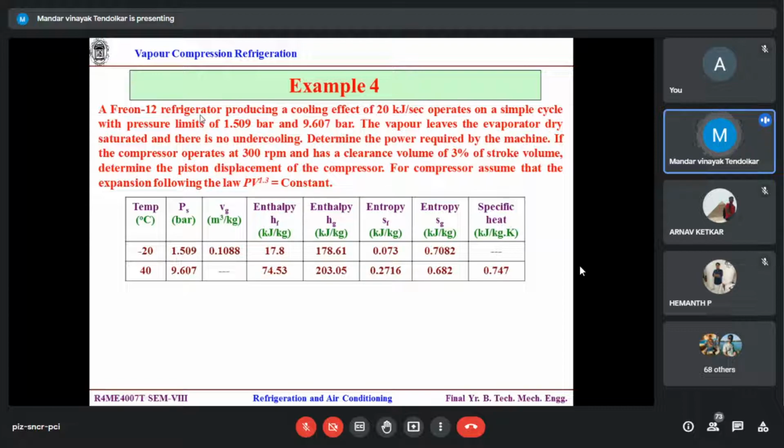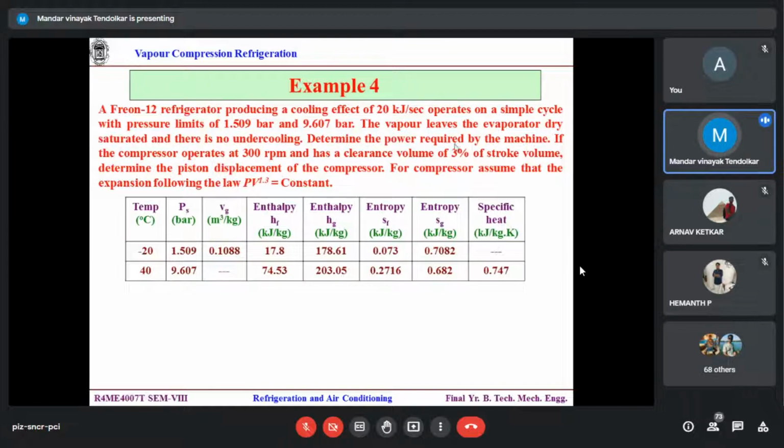Freon to oil refrigerator producing the cooling effect of 20 kg per second. Operates on a simple cycle. Simple means same. State 1 is dry saturated vapor. State 3 is saturated liquid. Okay. Pressure limits of 1.509 bar, 9.607 bar. Corresponding temperature is important. The vapor leaves the evaporator dry saturated, very clearly given. That is the inlet to the compressor. Okay. And there is no undercooling. Undercooling is same as subcooling. So that is why we call it as a simple cycle.